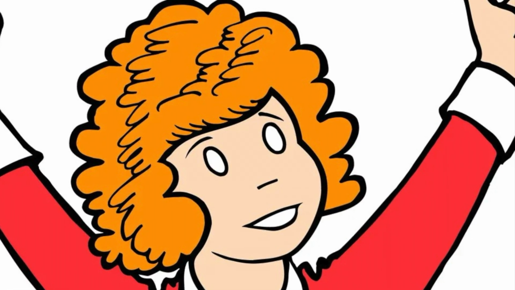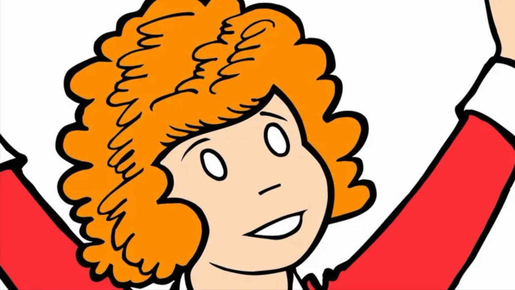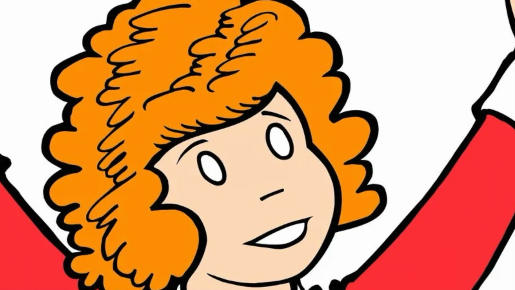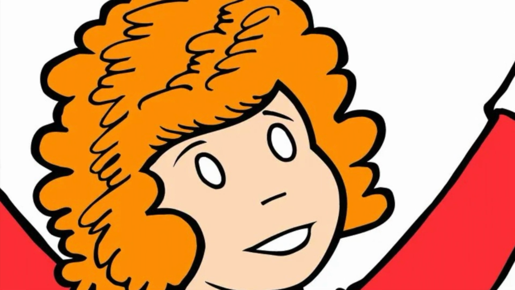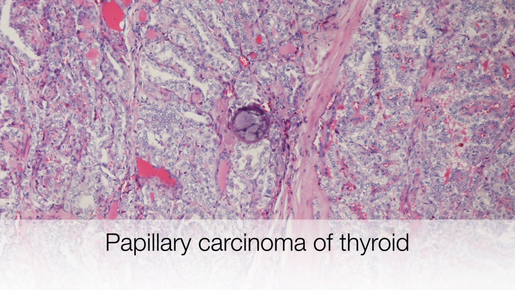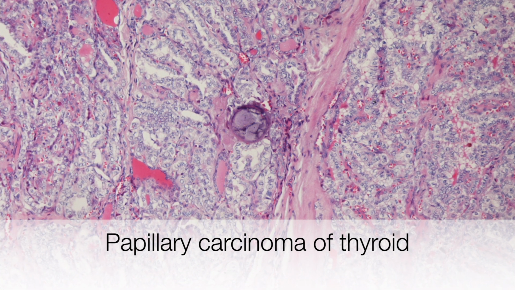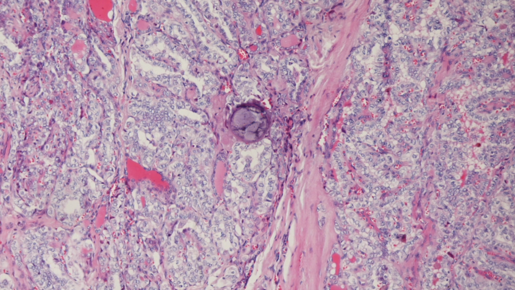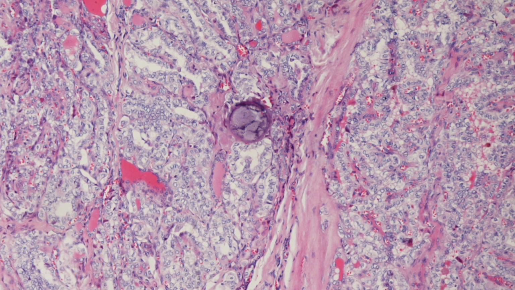And the significance of Orphan Annie is that the rather empty looking eyes have a similar appearance to the nuclei in a papillary carcinoma of the thyroid, hence the term Orphan Annie nuclei.